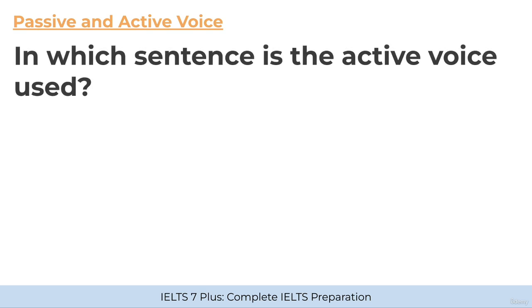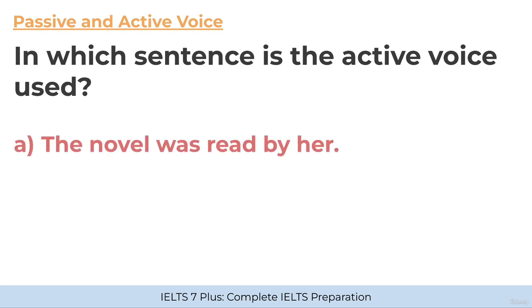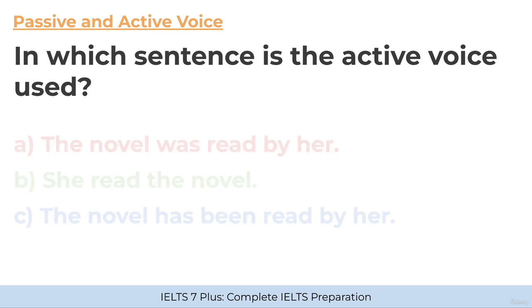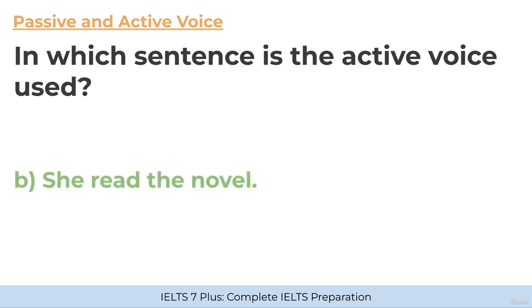Okay, so we've got a question. In which sentence is the active voice used? A. The novel was read by her. B. She read the novel. Or C. The novel has been read by her. Okay, let's have a think. Active voice, that's when we emphasize the subject. That should hopefully give you a clue. Have a think. This one I would say is B. She read the novel, because we're emphasizing the subject, she.